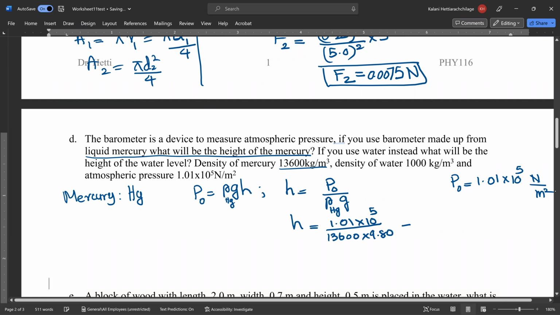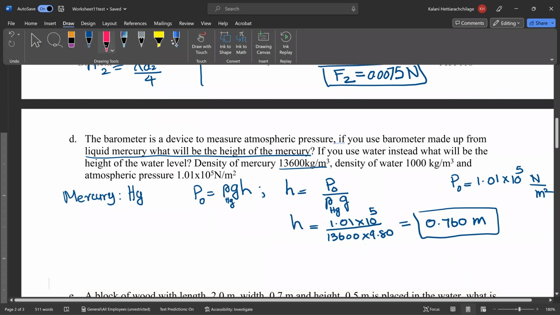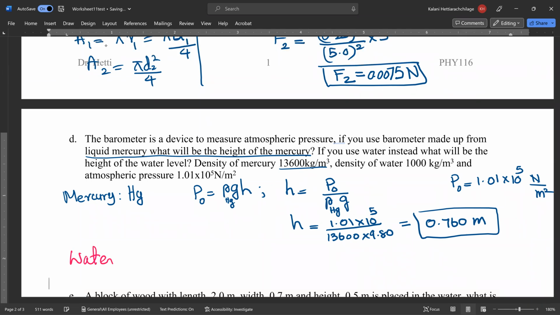If you put this into your calculator, you will get 0.760 meters. That is what we expected. That is 76 centimeters, right? Or 760 millimeters. So that will be for the mercury. Now you can do the same calculation for any other liquid, but this question is saying water. All right, so water.